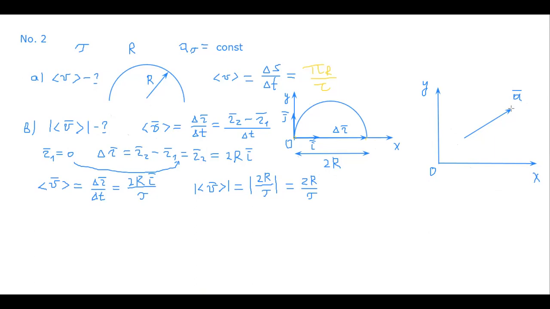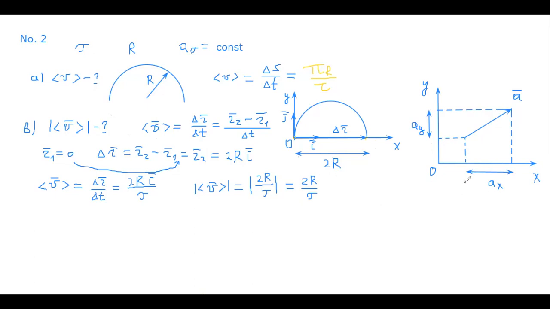We can do it in this way. Let's draw some perpendiculars here. I'll draw them with dash lines, and then we can designate these distances as a x, a y.